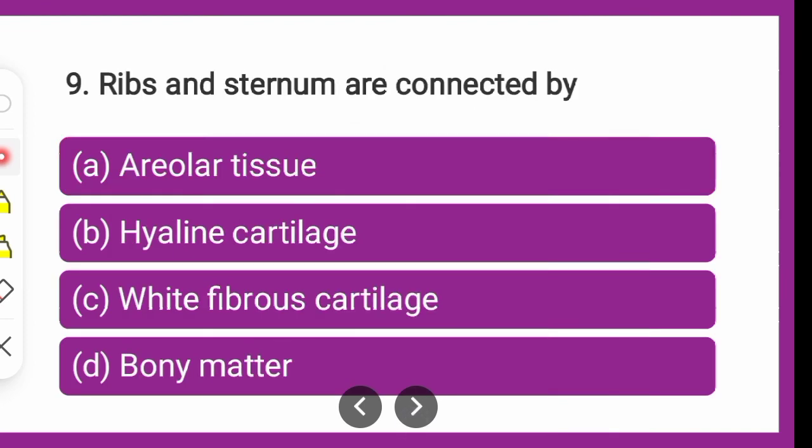Next question is ribs and sternum are connected by dash. Whether the ribs and sternum, the question which we have seen in the same video, are connected by areolar tissue, hyaline cartilage, white fibrous cartilage or bony matter. Which amongst the given is correct? Now this one is also very easy to identify. Come on, all of you can put your answer in the comment box fast. Till that we will go for the explanation.